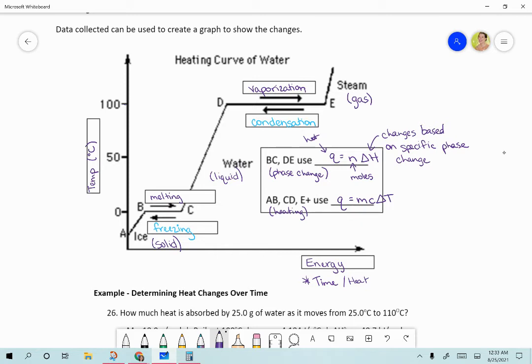Okay, and as a reminder, Q, again, that's heat. M is mass, so that's going to be in grams. C is my specific heat. And delta T is my temperature change, which remember is going to be my final minus my initial temperature.